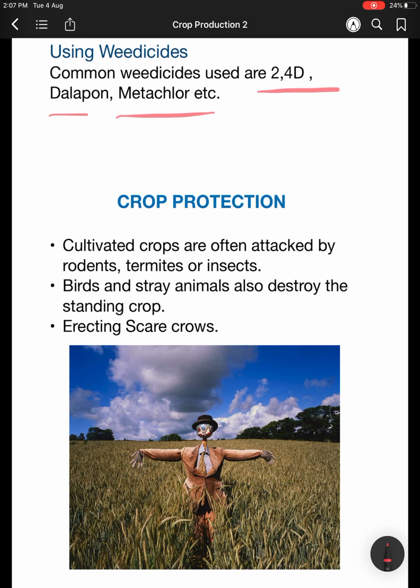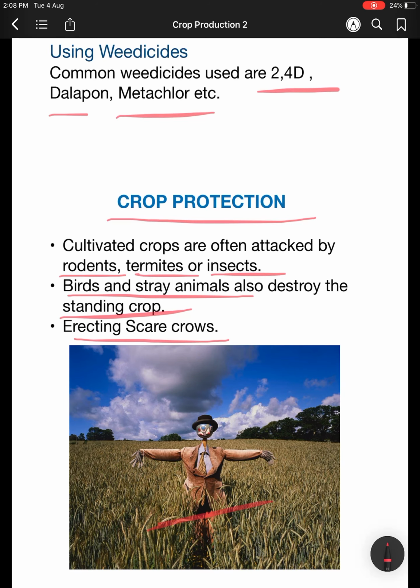Now the next step is crop protection. Cultivated crops are often attacked by rodents, termites or insects. Rodents, meaning rats, eat the grains, whereas termites and insects damage crops as well as the grains. Birds and stray animals also destroy the standing crop. Stray animals can be kept away by erecting a fence, whereas birds can be scared away by erecting scarecrows. As you can see in the diagram, scarecrows are effigies made up of hay in the shape of a human being, placed at different locations in the field to scare away the birds.